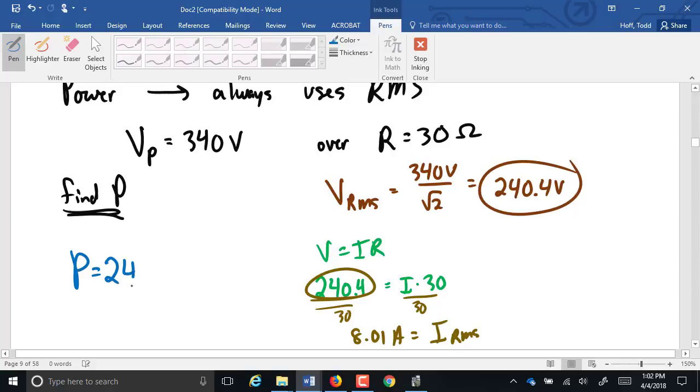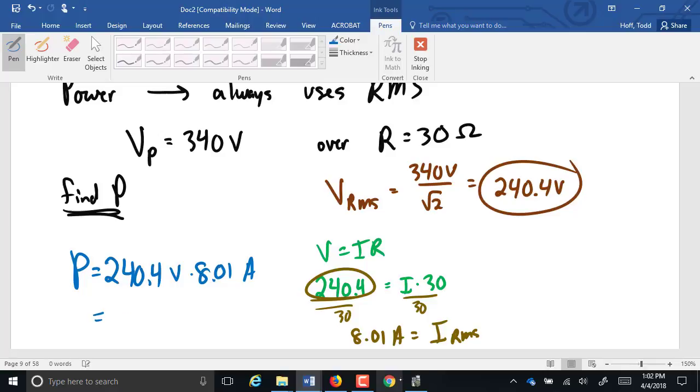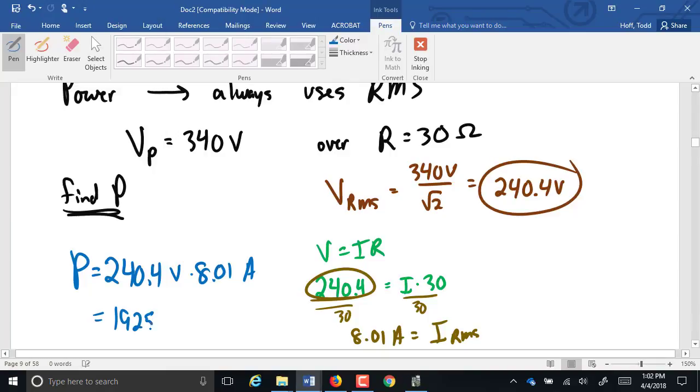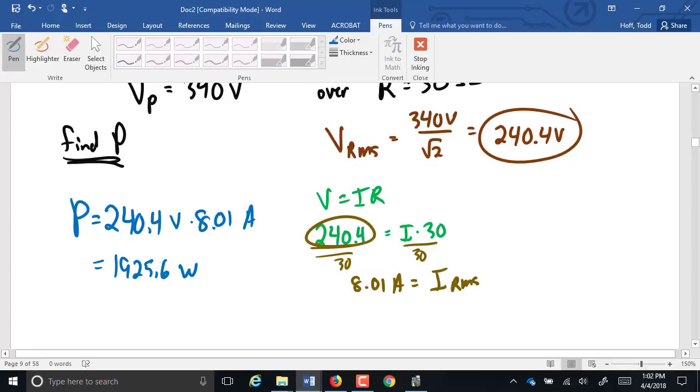We have voltage, 240.4 volts, times current, 8.01 amps, giving us a power of 1925.6 watts, or 1.93 kilowatts approximately. What do you guys think? Not so bad?